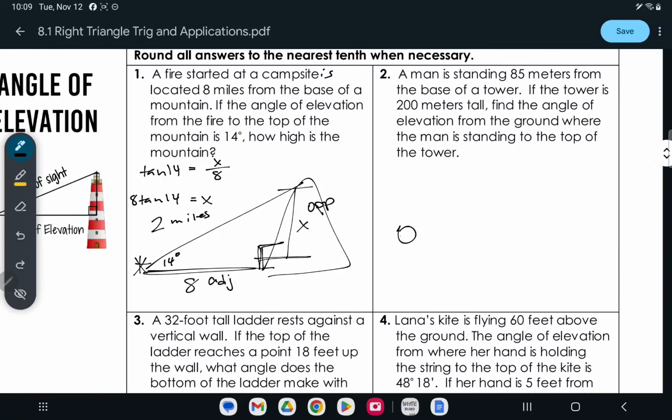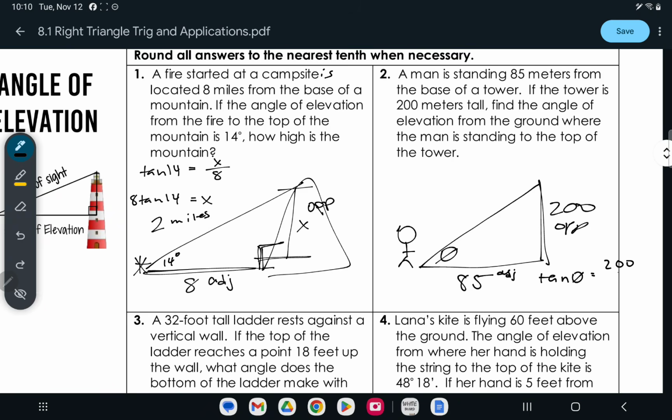Here's my man, standing 85 meters from the base of a tower. So there's my tower, 85 meters. If the tower is 200 meters tall, what's the angle of elevation from the ground where he's standing to the top of the tower? So I have opposite and adjacent, so it's another tangent. The tangent of theta is 200 over 85. So find the inverse. And that gives 67 degrees.